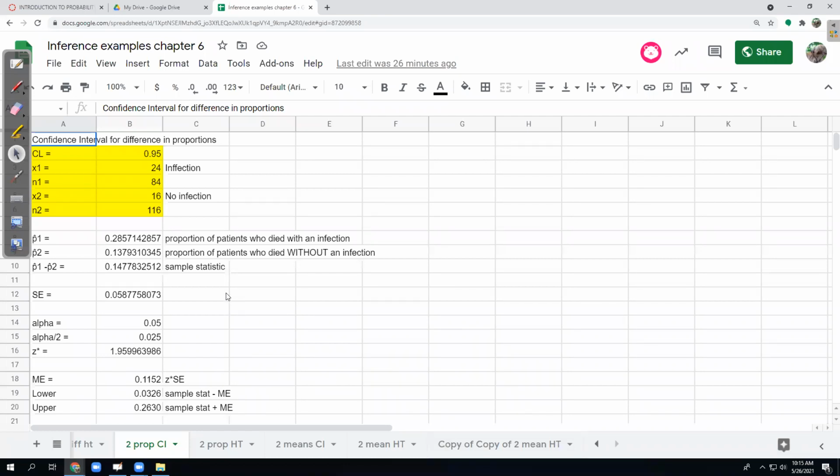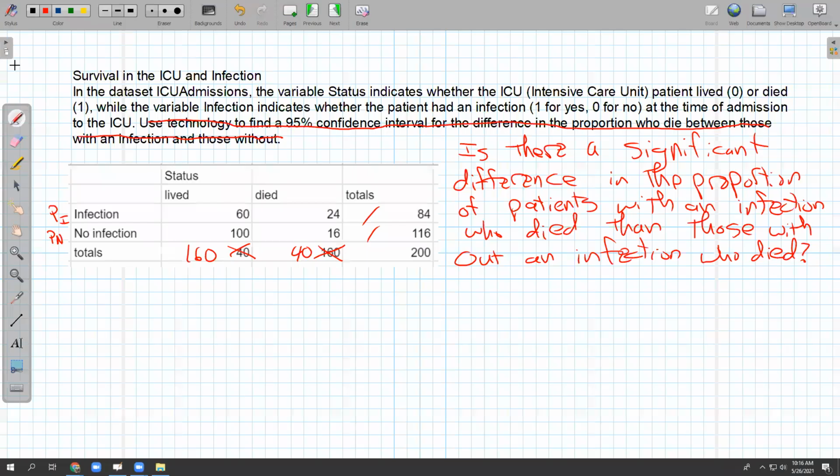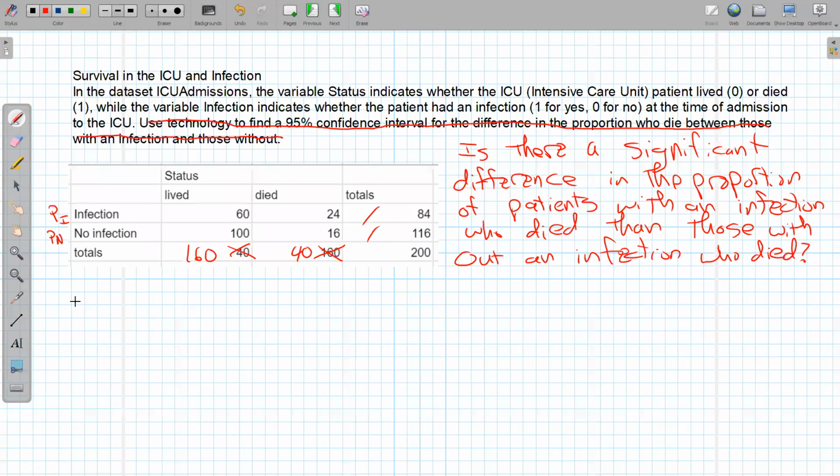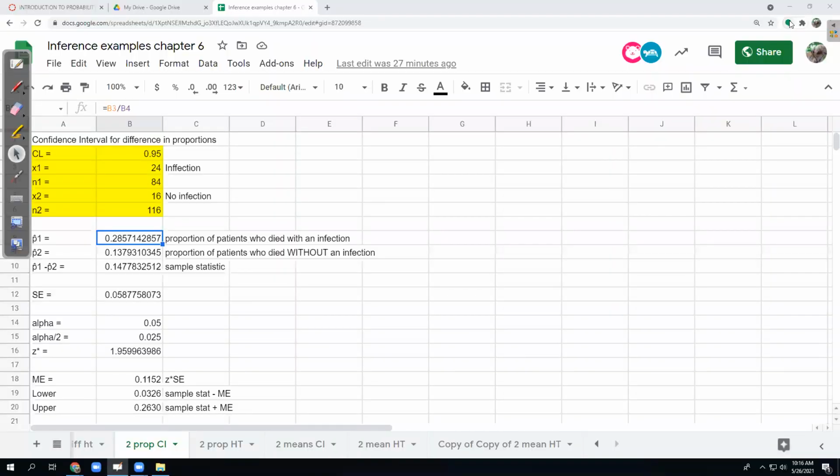All right, so let's see, what are those proportions? So we have 28.6% for the patients with an infection versus 13.8. So 28.6, 13.8. P hat infection is 28.6 versus P hat, the sample proportion without an infection, is 13.8. Get that right? 13.8, 20.6, yep.